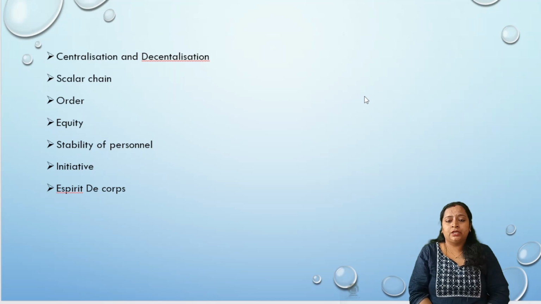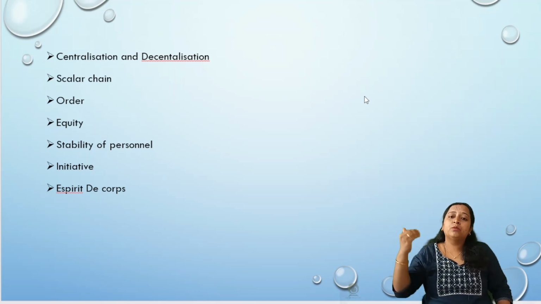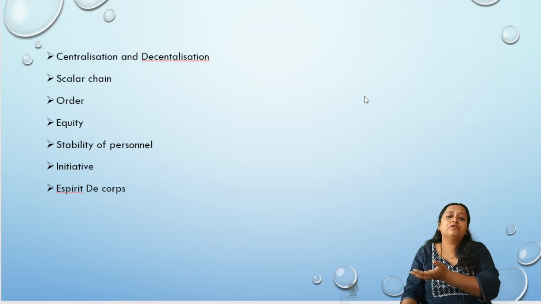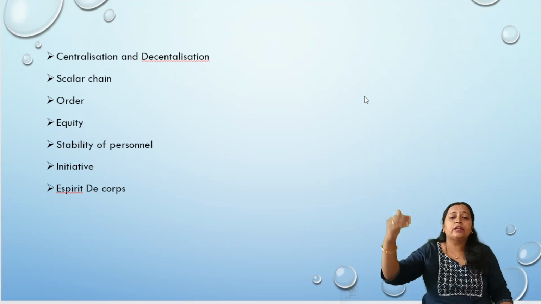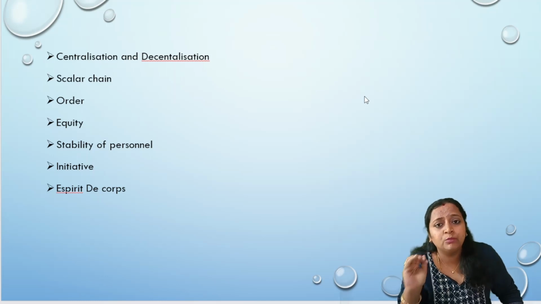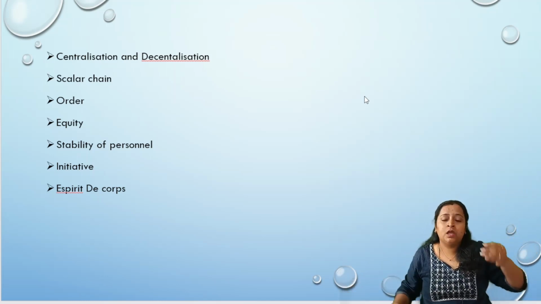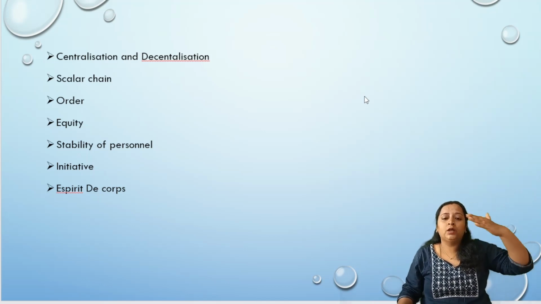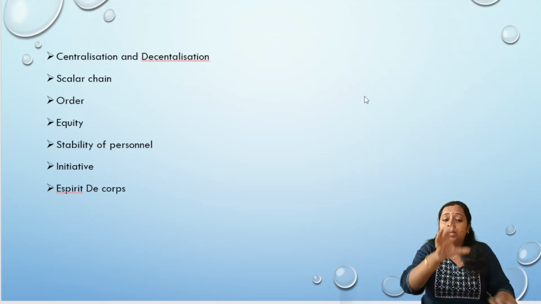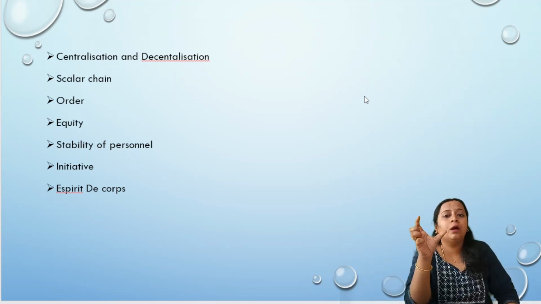Okay. Scalar chain. What is the scalar chain? See, this chain tells you about the lines of communication, how the communication should happen. So, scalar chain is nothing but formal lines of communication from the highest rank to the lowest rank. Any information or communication has to follow these formal lines of communication. First the top level, middle level, lower level, then workers, like that. The information has to flow only through these levels.